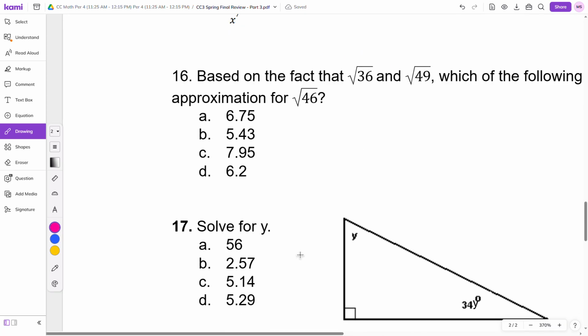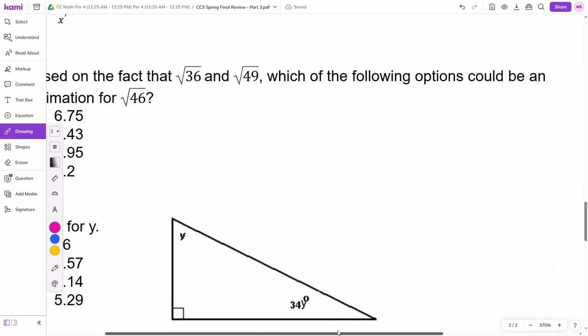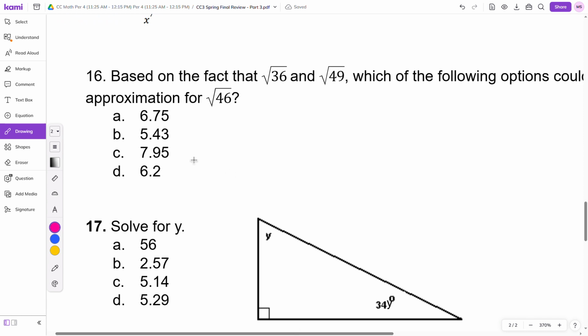Based on the fact that root 36 and root 49, which of the following options could be an approximation for root 46? I don't see what they're trying to say here, but this is 6 and this is 7. So what you're supposed to understand is if a square root is between two square roots, that one's between them. So it has to be between 6 and 7. So the only option here is A.